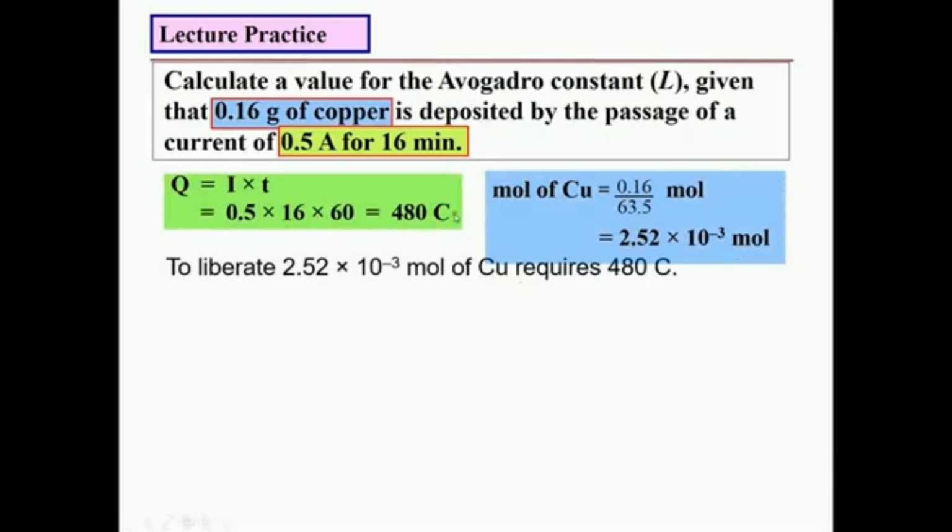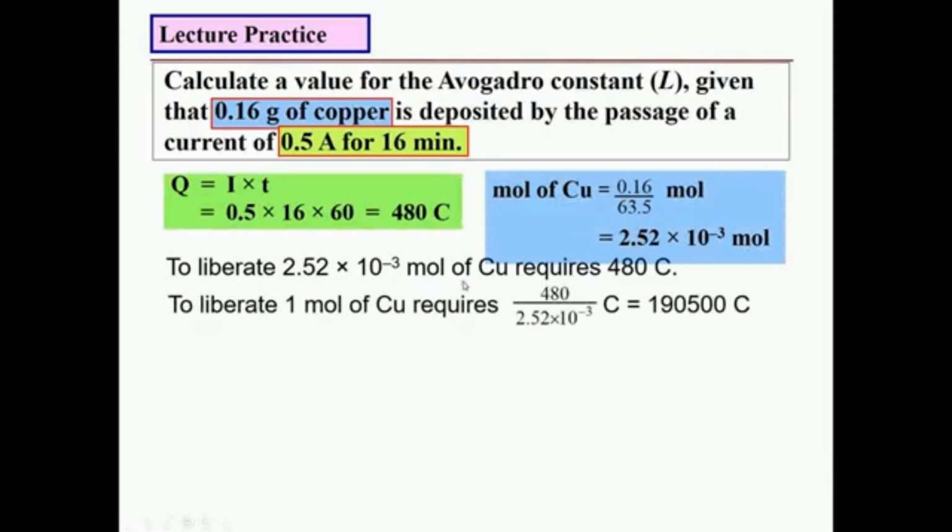So from these two, we have 480 coulombs required to deposit that many moles of copper. So by proportion, to liberate 1 mole of copper, the amount of charge required will be 480 divided by 2.52 times 10 to the minus 3, which gives us a value of 190,500 coulombs.